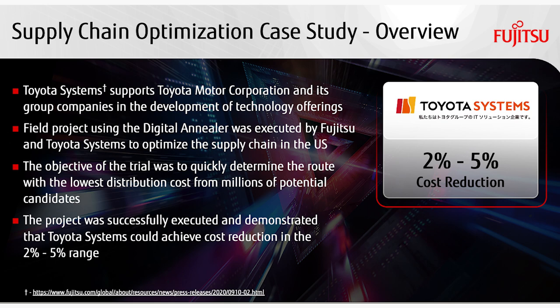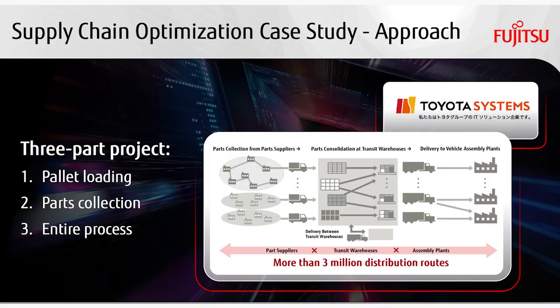First of all, the application of the large-scale digital annealer and some new solving techniques made it possible to calculate a new route within 30 minutes, which is quite fast, leading to the potential for significant overall cost reduction. Secondly, our simulations using the newly discovered routes proved that this method would reduce cost by approximately 2 to 5% compared to conventional methods. The project was executed in three separate optimization steps, leveraging the digital annealer. The first step was pallet loading, the second one parts collection, and the third one focused on the entire process.